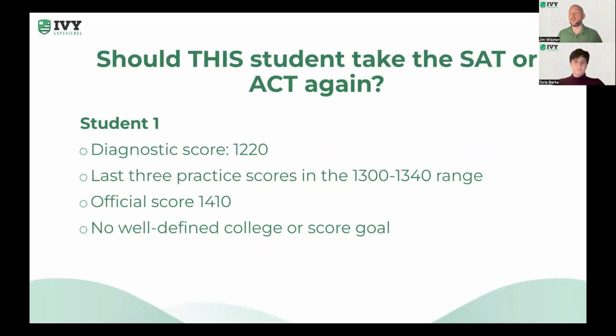Okay, so now we've talked about taking the official test, and our final step was to consider a retake if needed. So what I wanted to do is look at a couple of hypothetical students and how we would weigh in on the decision for this student to retest again or not. This student came to us with an SAT diagnostic score of 1220. Their last 3 practice scores were all in the 1300 to 1340 range. And on the official test, they scored 1410. This student doesn't have a specific college in mind or a specific goal score. They were just trying to do the best that they could.